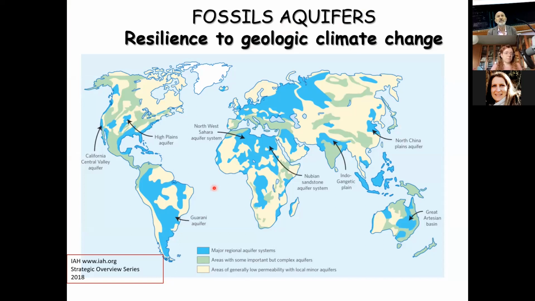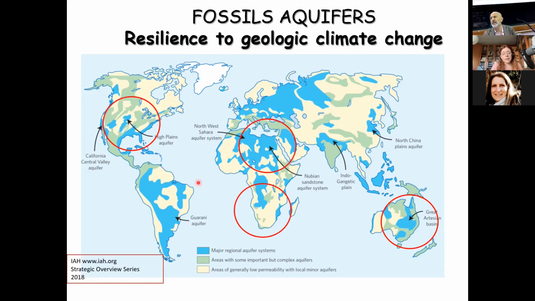Do you know what a fossil is? A fossil is a remnant, a residue of a very old life. For example, the skeleton of the Tyrannosaurus is a fossil, a remnant of a specimen living millions of years ago. We also have fossil aquifers, which are reservoirs with a huge volume of groundwater, and these reservoirs, much deeper in the ground, were recharged in completely different geologic and climate conditions thousands of years ago.